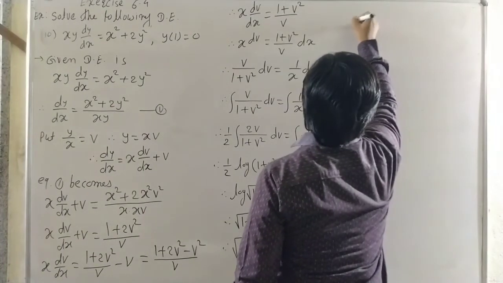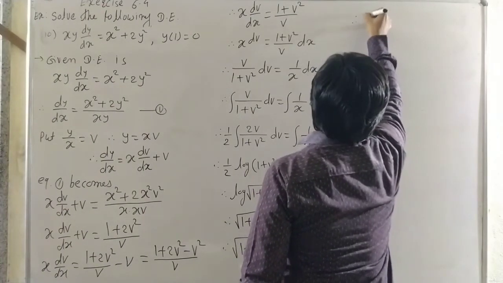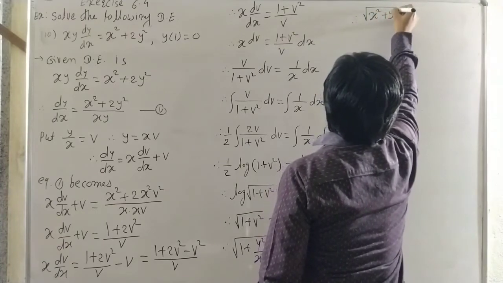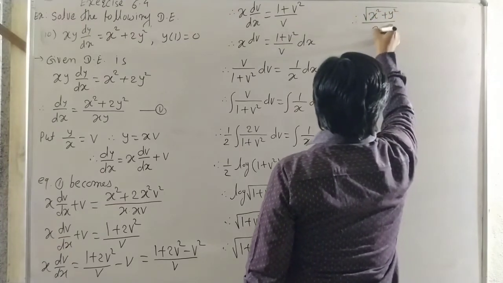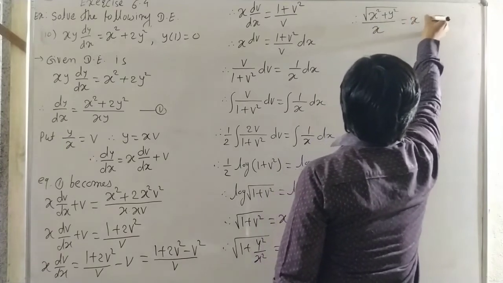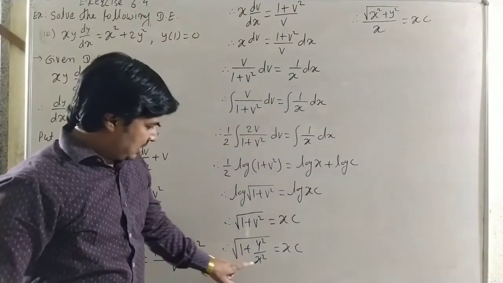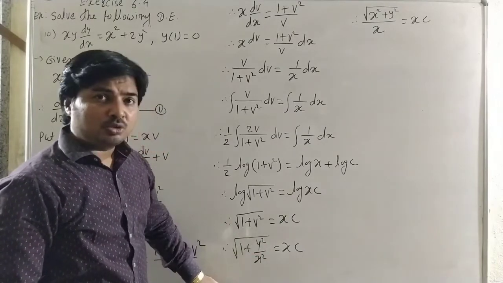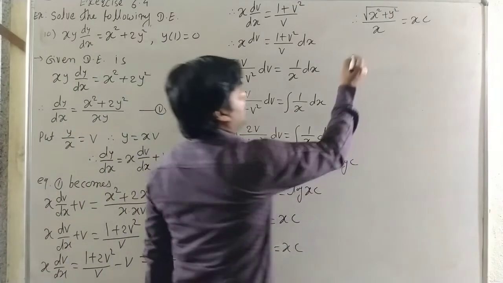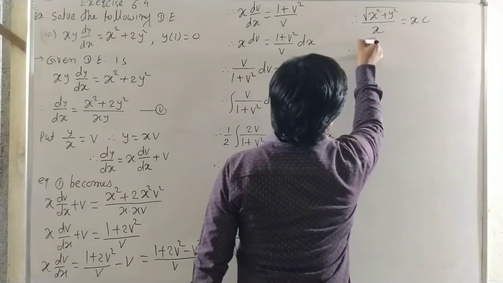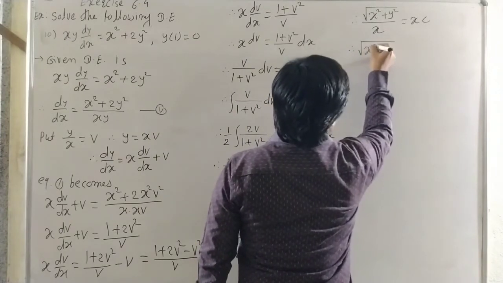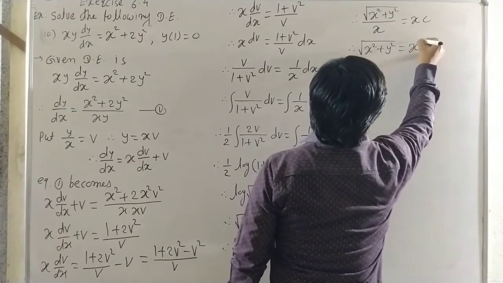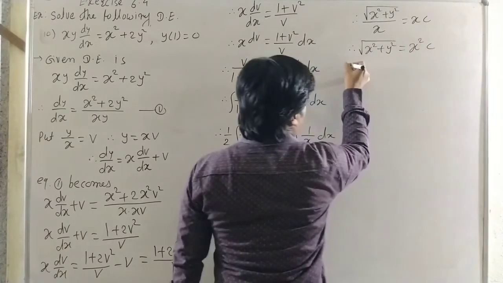Therefore we get under root of x square plus y square upon x is equal to x into c. X square plus y square upon x square in under root. Take the outside of the under root, it is x, and then under root of x square plus y square is equal to x square c is a general solution of differential equation.